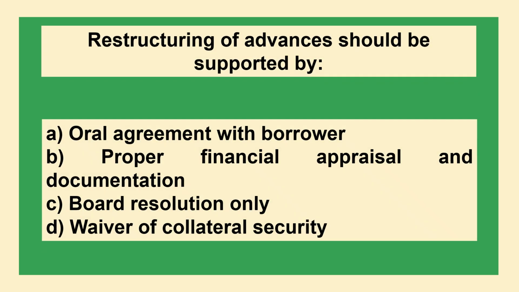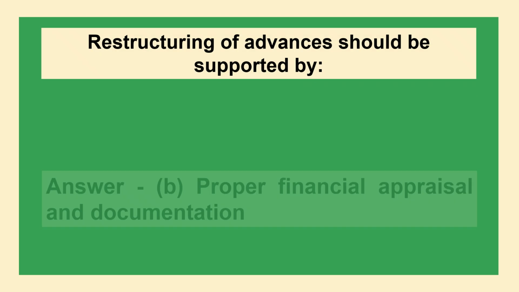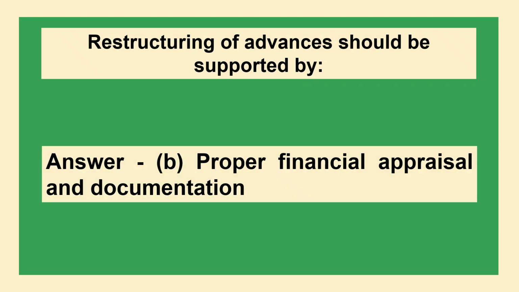Restructuring of advances should be supported by option A oral agreement with borrower, option B proper financial appraisal and documentation, option C board resolution only, option D waiver of collateral security. The answer is option B, proper financial appraisal and documentation.